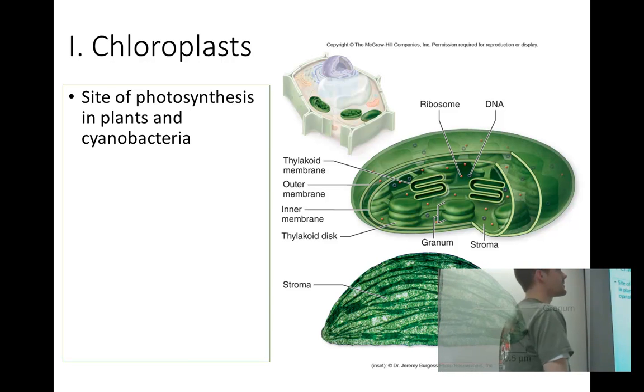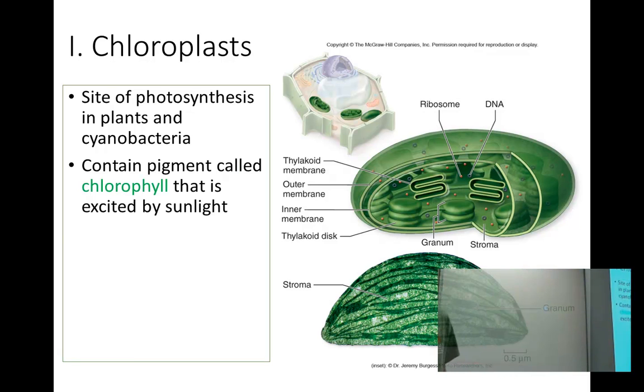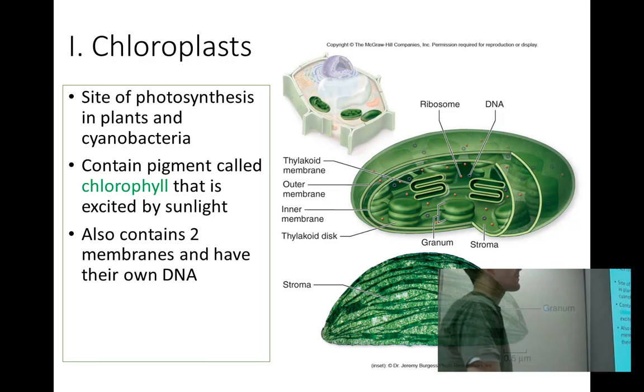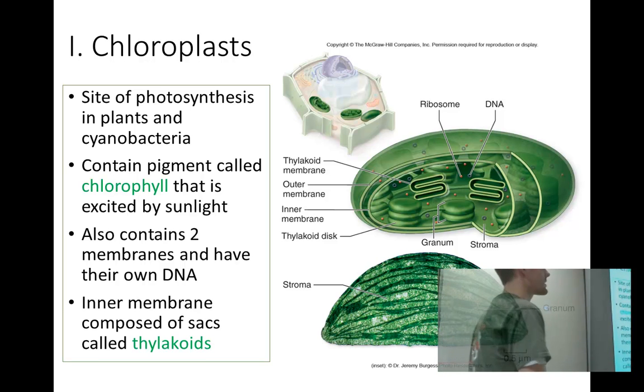Chloroplasts are similar to mitochondria in their structure, in that they also have two membranes and their own DNA. They have a pigment called chlorophyll, which is excited by sunlight, and it helps to capture energy from sunlight and convert carbon dioxide into organic compounds. It's found in plants and in cyanobacteria. It's important for photosynthesis, so photosynthetic organisms have chloroplasts. The inner membrane is composed of sacs called thylakoids.